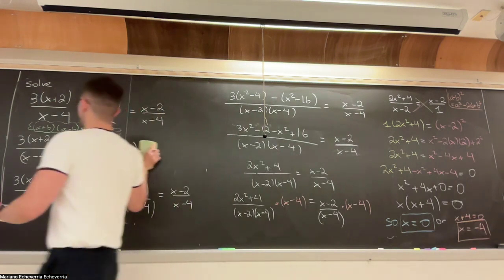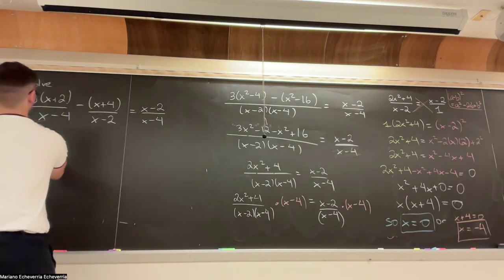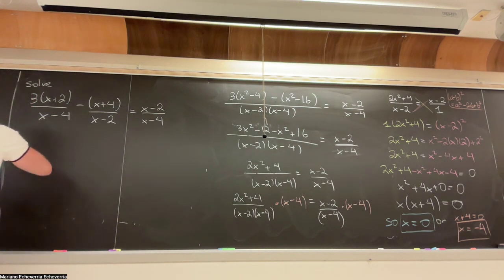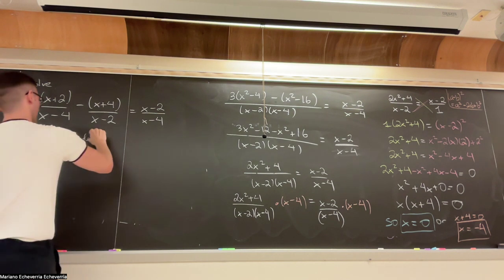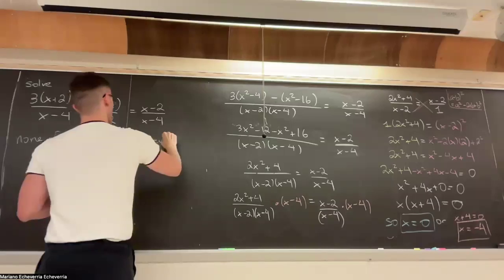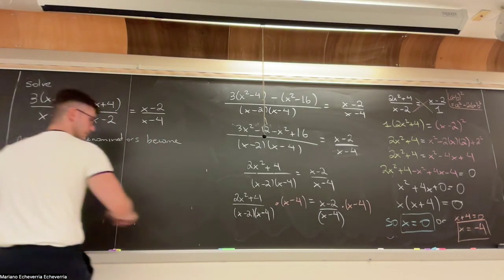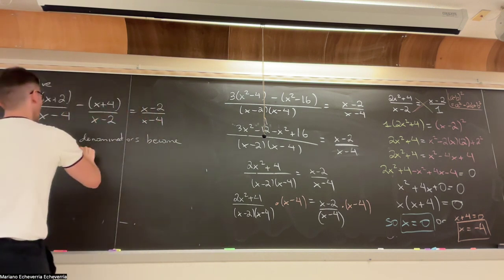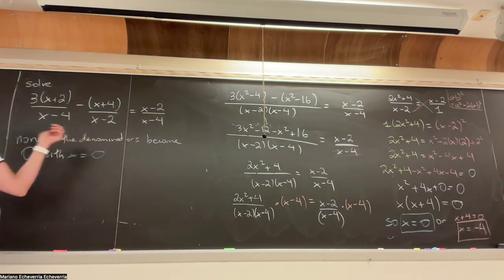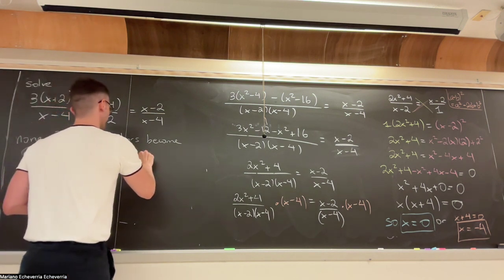So let me write it here explicitly. So none of the denominators become 0 with x equals 0. What that means is that it actually solves the original equation. So it solved the original equation.